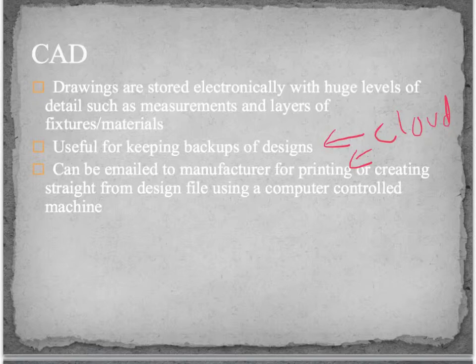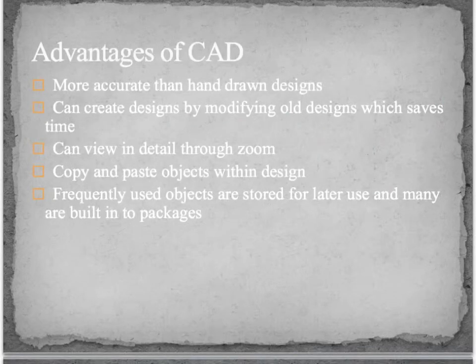In terms of measurements and layers of fixtures and materials, it can give you an idea of how much material you need and how big something is actually going to look compared to another section of it. So, advantages of CAD: it's more accurate than hand-drawn designs. Naturally computers are better at accuracy than humans. You can create designs by modifying old designs. So if you just want to make a minor adjustment, you don't have to draw the whole thing again, which you might have to do if you were doing it by hand.